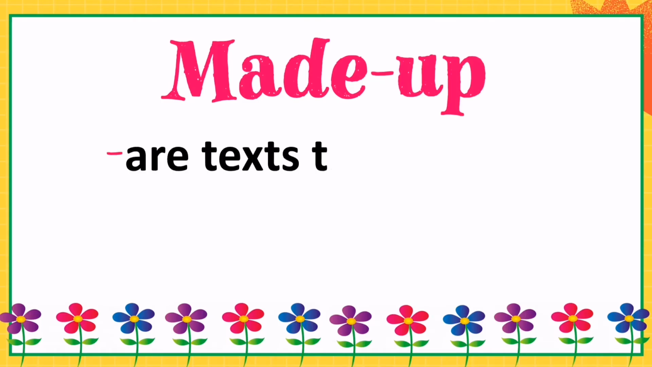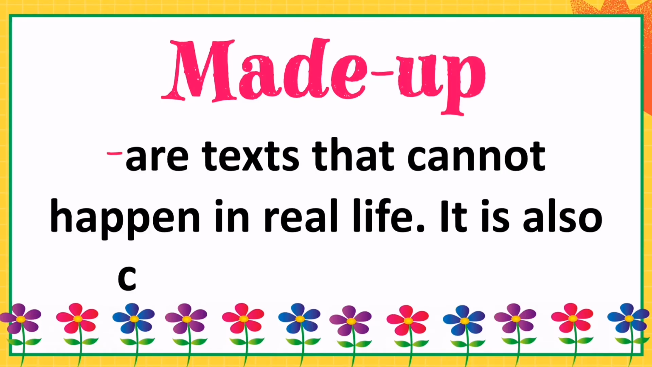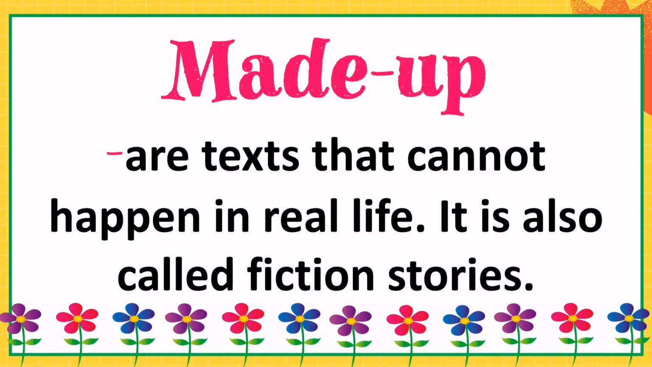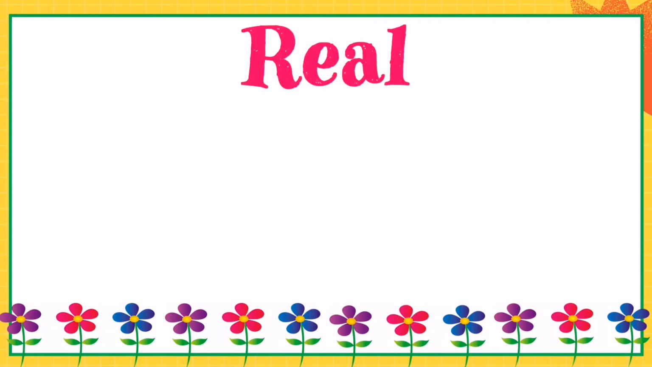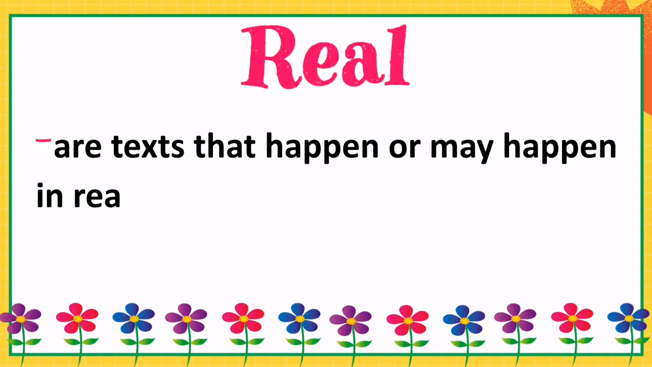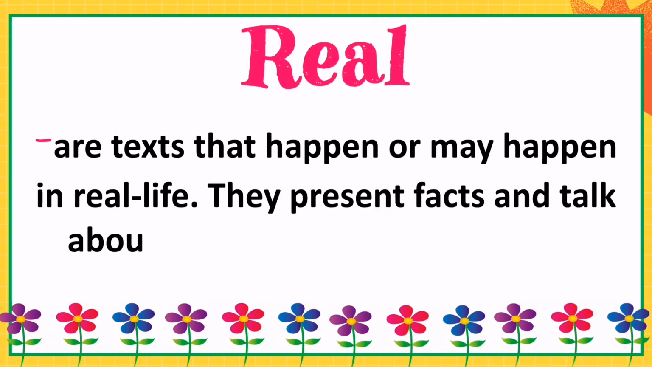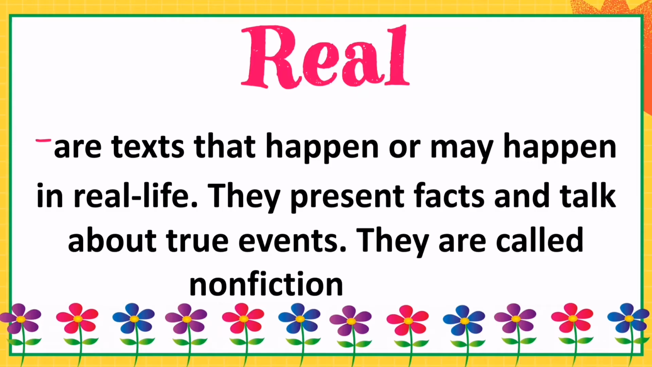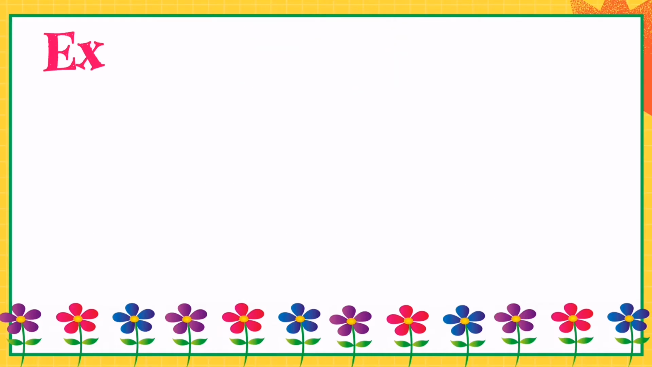Next, let's define what is made up. So made up are texts that cannot happen in real life. It is also called fiction story. So it is full of imagination. Okay, nothing is real when you say made up. And when you say real, these are texts that happen or may happen in real life. They present facts and talk about true events, and they are called non-fiction stories. So, real, when you say real, it happens. It is real. Okay, you can experience it. You can see it.